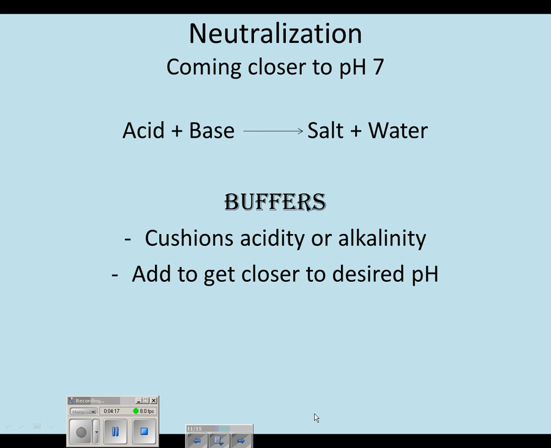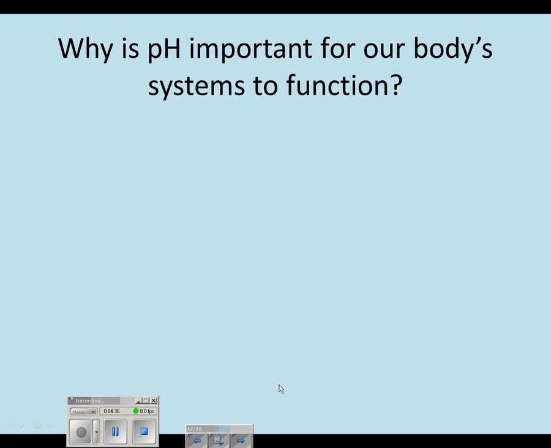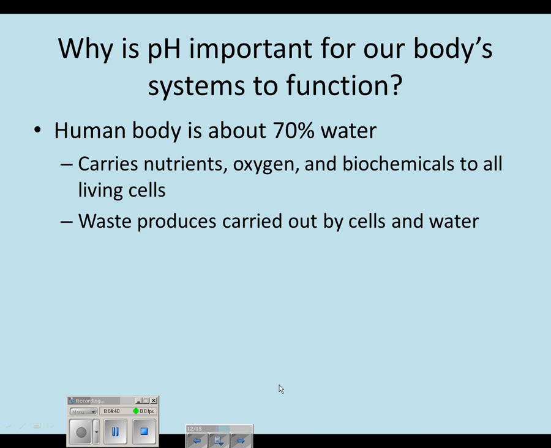Now let's talk about neutralization, and that means coming closer to a pH of 7. So we use buffers in order to cushion the acidity or alkalinity to get closer to the desired pH. So if we had an acid that we needed to bring the pH up, we would actually add a weak base. If we had a strong base that we needed to bring the pH down, we would add a weak acid.